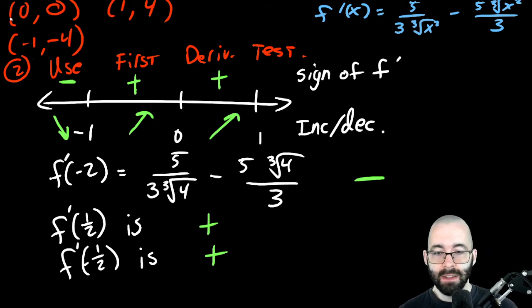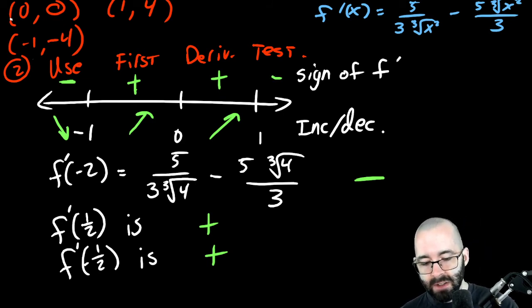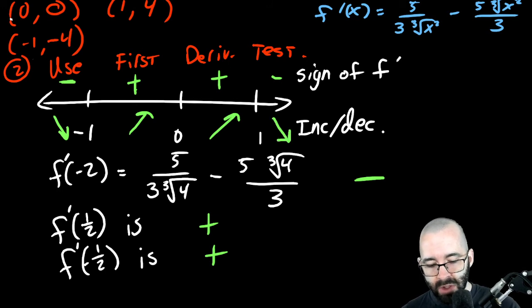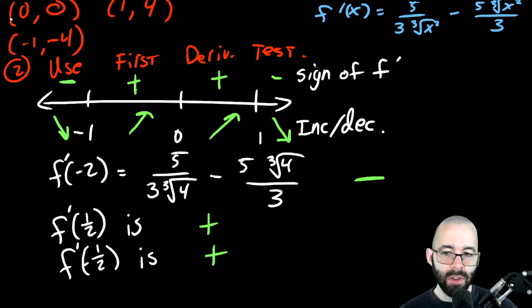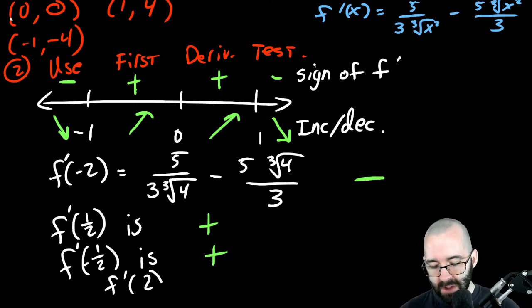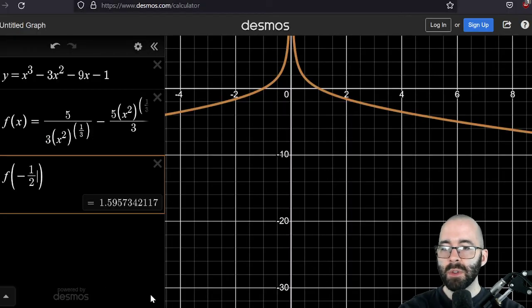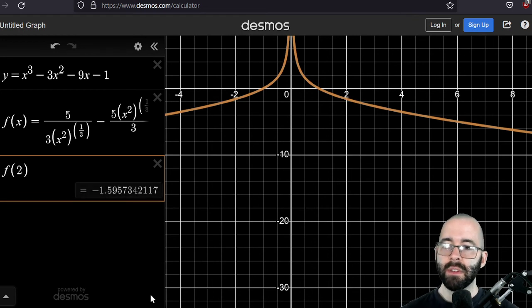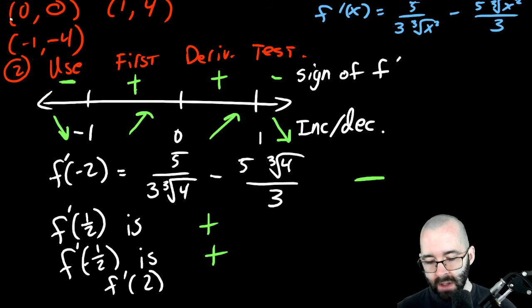And finally, we could do the same thing for the last one. We should get a negative value for the derivative at +2. Let's just double check it just to be safe. And indeed, it is a negative value. So using the first derivative test, we can make some conclusions.